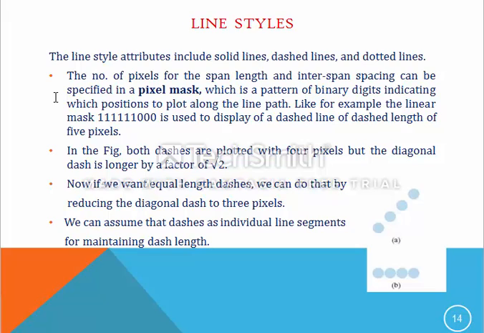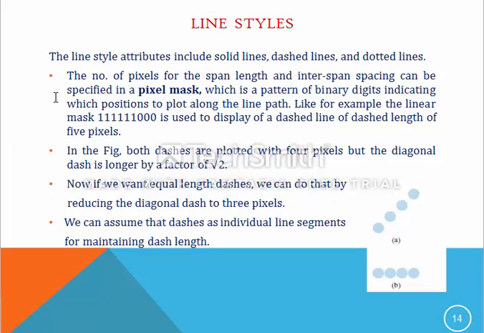this is used to display a dashed line with a dash length of 5 pixels. Plotting dashes with a fixed number of pixels results in unequal length dashes for different line orientations, as shown in the figure. Both dashes shown are plotted with 4 pixels, but the diagonal dash is longer by a factor of root 2.